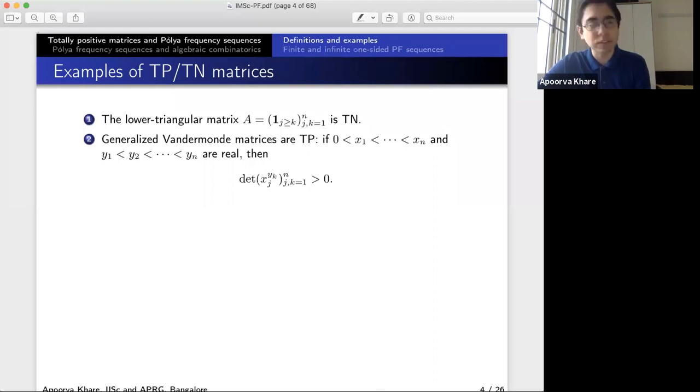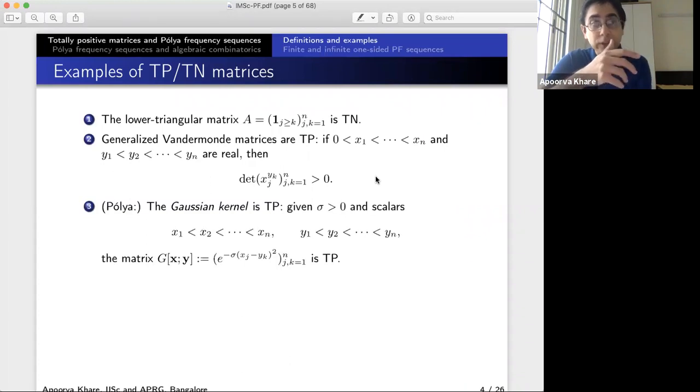More interestingly, generalized Vandermonde matrices are totally positive. You take increasing positive bases and increasing real exponents, and then the matrix is totally positive. It's enough to show that the determinant is positive, because you can take any set of rows and the same number of columns, and what you get is a submatrix. It's enough to check the determinants are positive, but every submatrix of a Vandermonde matrix is another Vandermonde matrix. So that's enough to check.